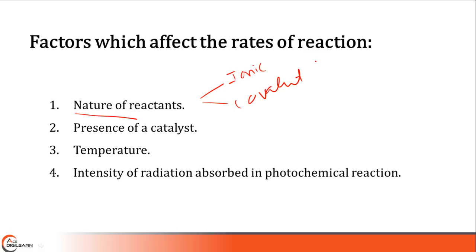Then the presence of a catalyst. We can define a catalyst as a substance which can increase the rate of a chemical reaction without itself being consumed in the reaction. It decreases the activation energy of a reaction so that the rate of the chemical reaction increases. Temperature: for every 10 degrees centigrade rise in temperature, the rate of reaction doubles. We will discuss this effect of temperature separately in collision theory of reaction rate. As the intensity of radiation of light increases, the rate of a photochemical reaction also increases.